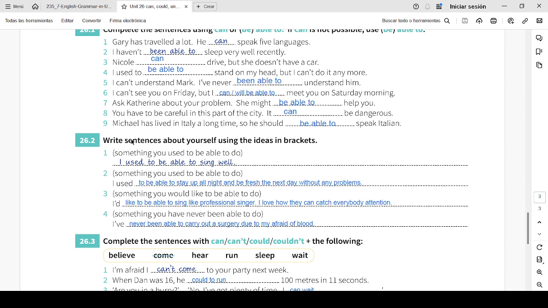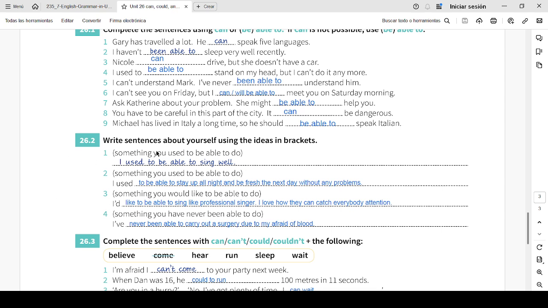Next one. Michael has lived in Italy a long time, so he should be able to speak Italian, right? Here we use "be able" because we're using a modal, "should," right?